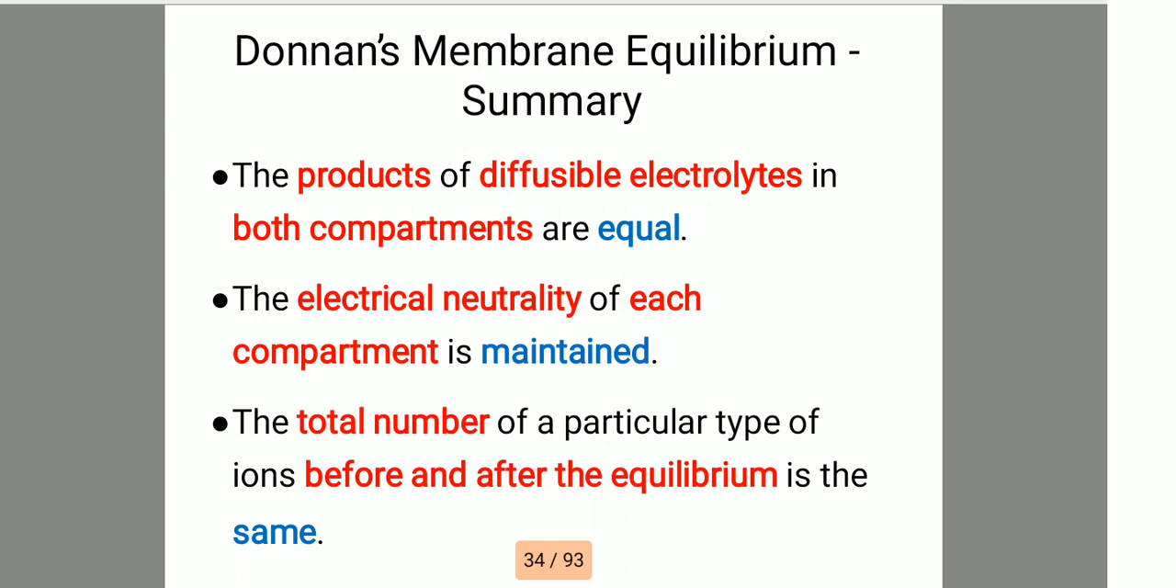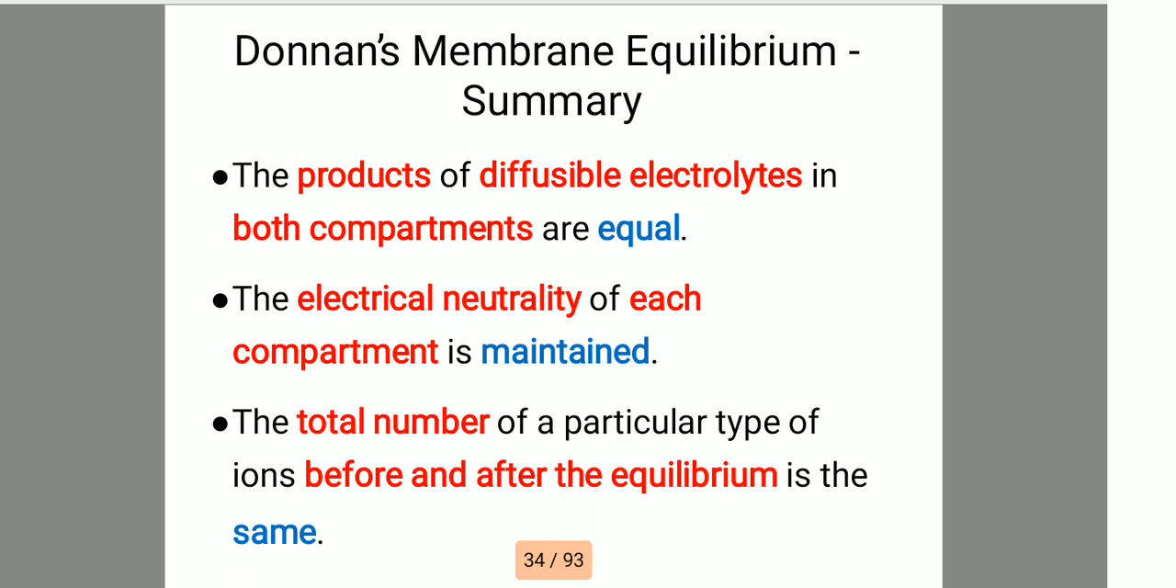Donnan's equation also states that electrical neutrality in each compartment should be maintained. In other words, the number of cations should be equal to the number of anions. The equation should also satisfy that the number of anions or cations before and after the equilibrium are the same.